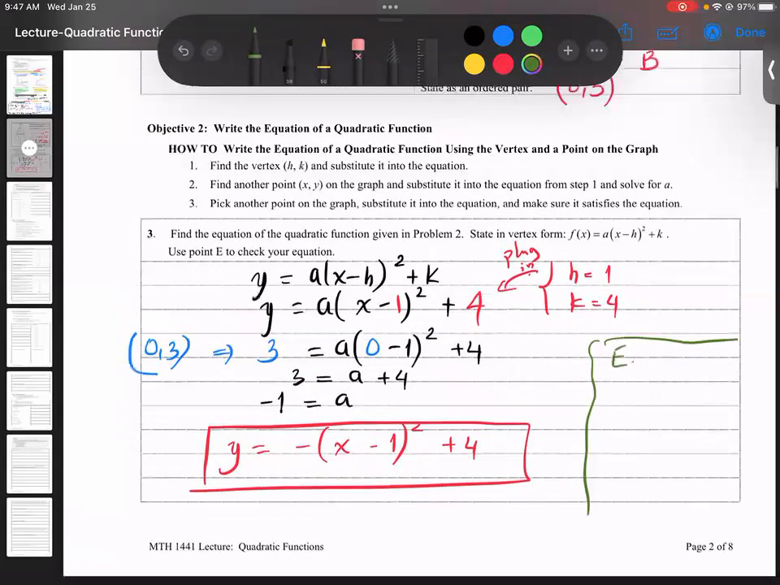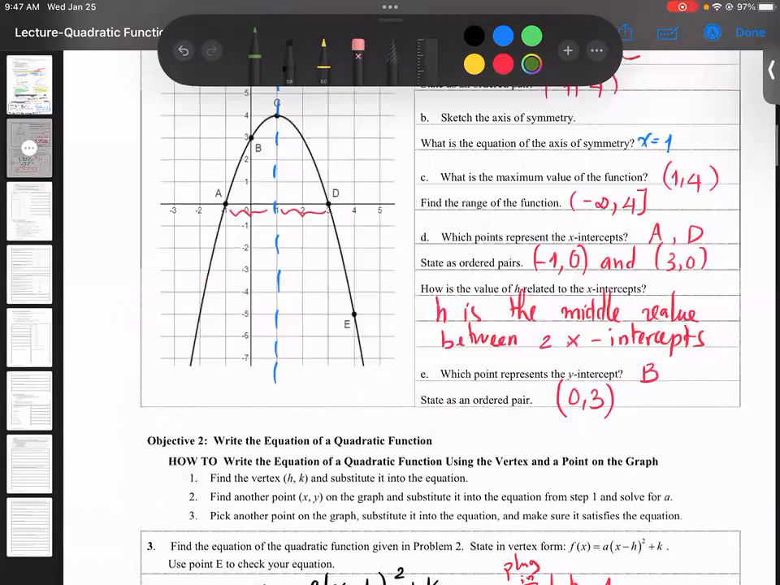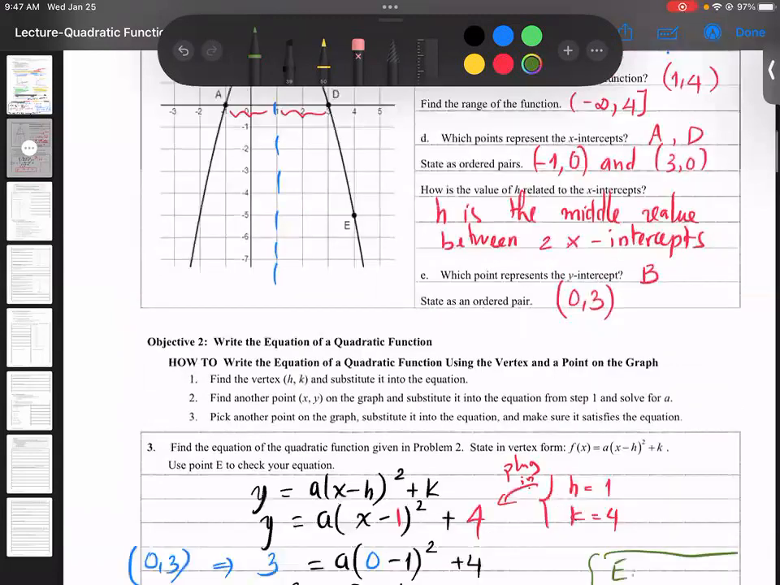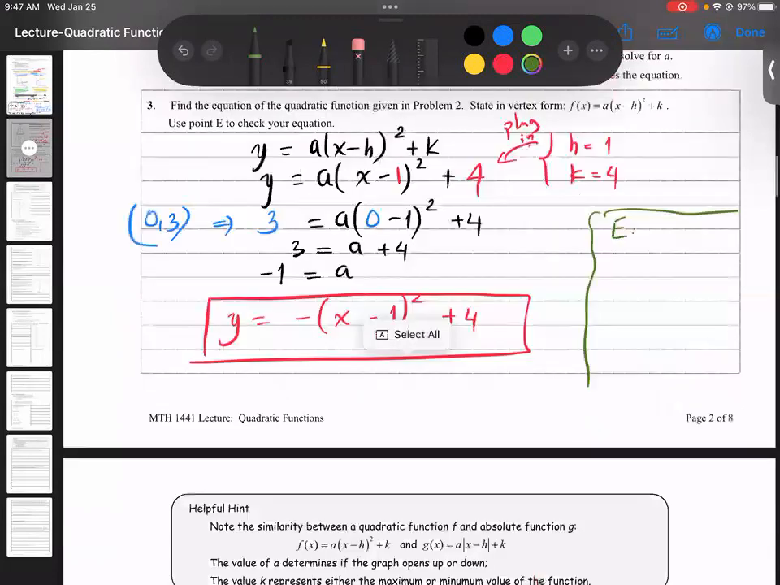So E is (4, -5). So y is -5, x is 4: -5 equals a times (4 minus 1) squared plus 4. 4 minus 1 is 3, 3 squared is 9, so 9a plus 4. Subtract 4, so 9a equals -9, a equals -1.